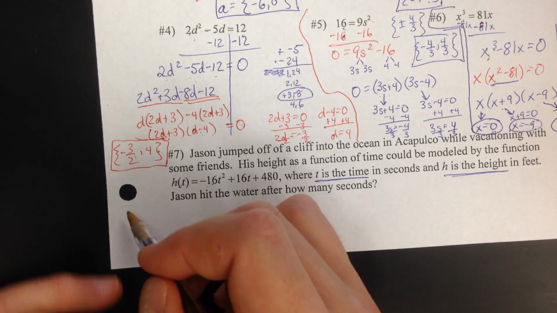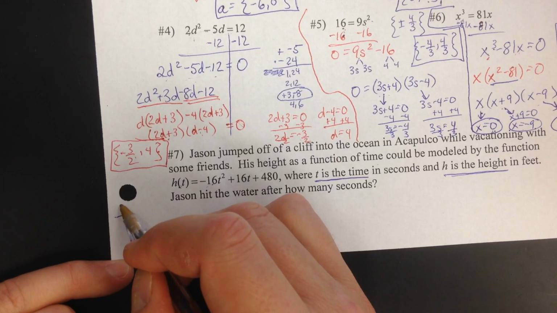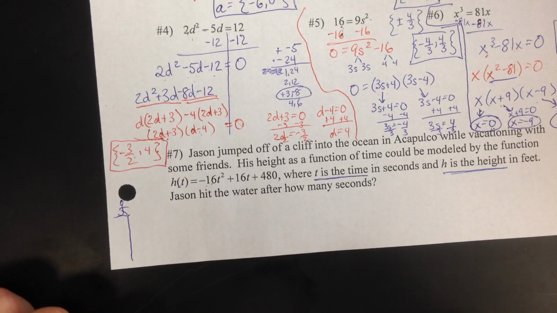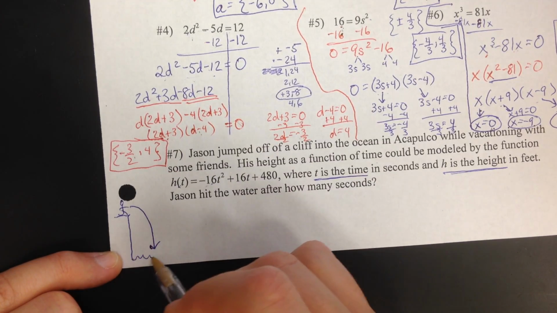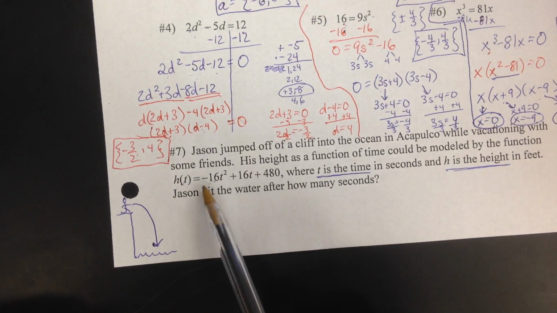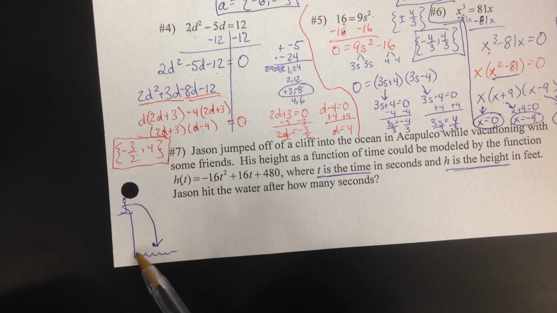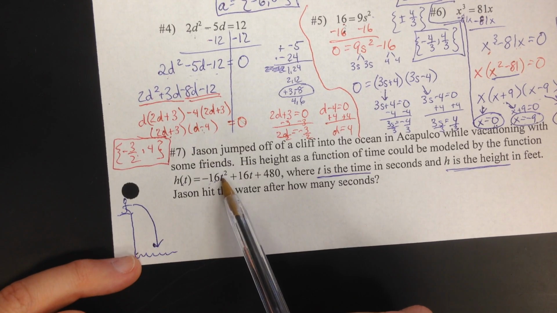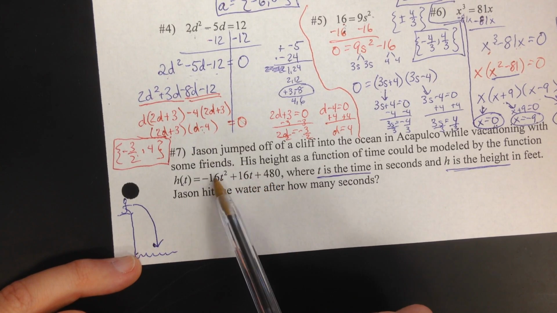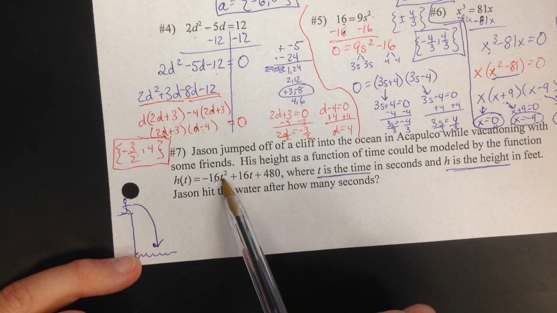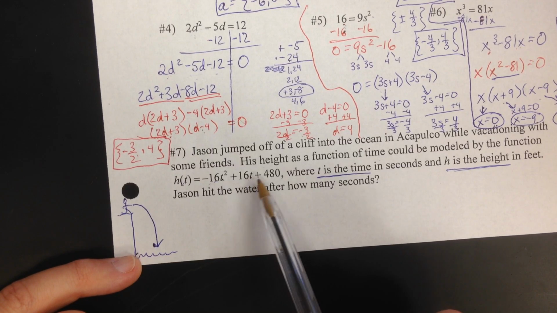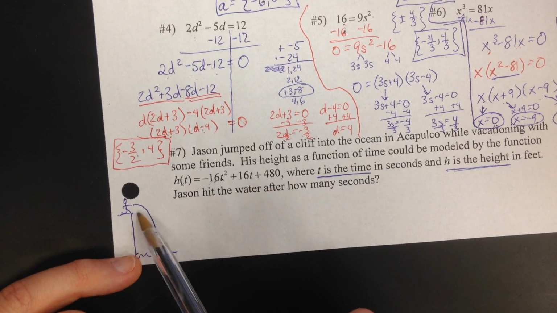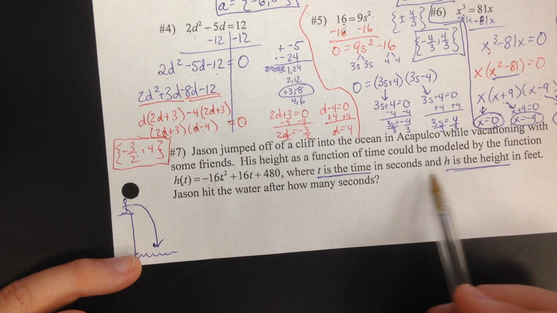All right, now on the side here, let's think about this. You got a cliff. There's Jason. Jason's going to dive off the cliff. Okay, here's the water. Now, H represents the height. So if the time was 0 before he jumps, if I plugged a 0 into the function here, negative 16 times 0 squared is 0. 16 times 0 is 0, plus 480. His height is 480.